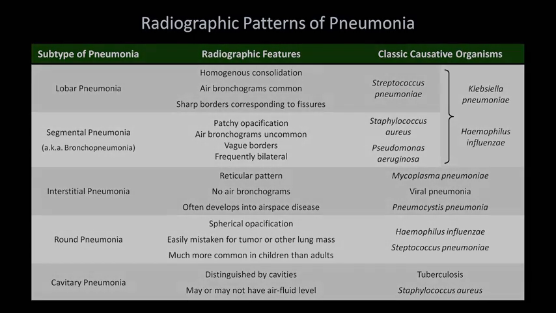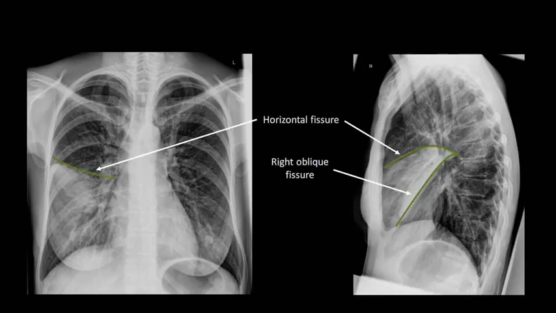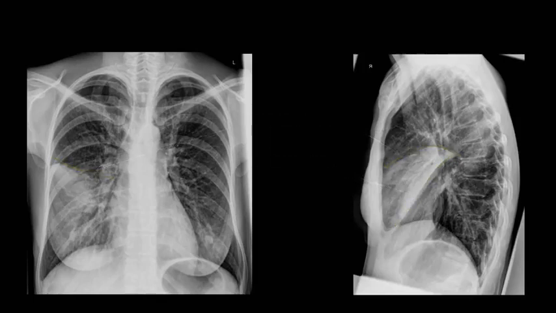So let's apply some of this information to understand and interpret some X-rays of pneumonia. What do you see here? There is obviously opacification in the right mid and lower lung zones. There appears to be a silhouette sign such that the right heart border is obscured, suggesting the opacification is located in the right middle lobe. We can also easily see the sharp demarcation between the opacity and normal lung tissue. This border corresponds to the horizontal and right oblique fissures. There is an air bronchogram right here.